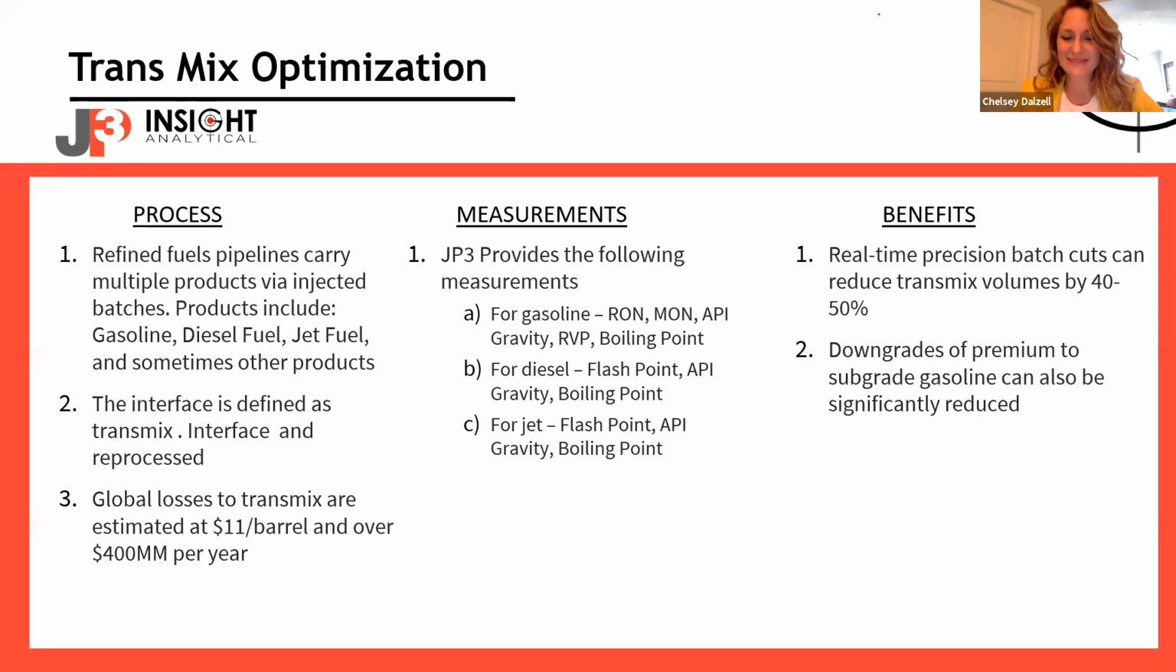Okay. So we want to figure out that interface, and that interface, global losses to transmix interfaces, are expected or projected to be in the hundreds of millions of dollars a year. So optimizing those interfaces can be a way to print money without really having to change our operations a lot. We make the measurement, we just make better decisions of which valve to throw.